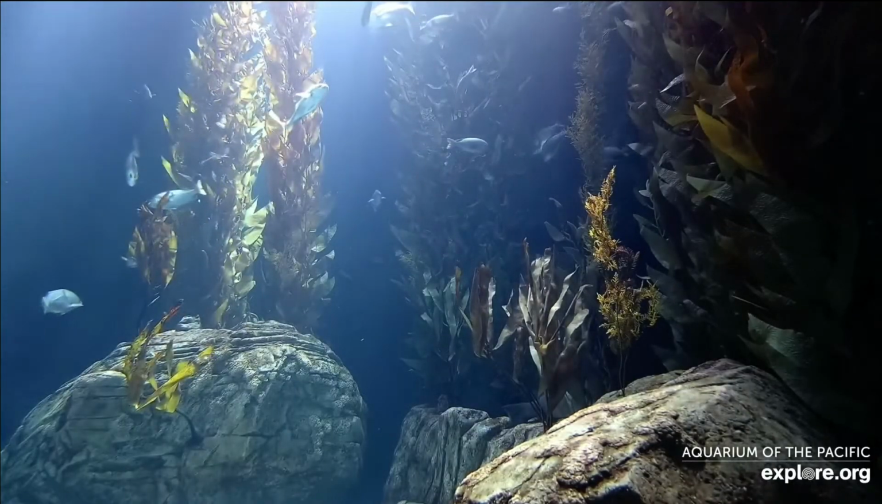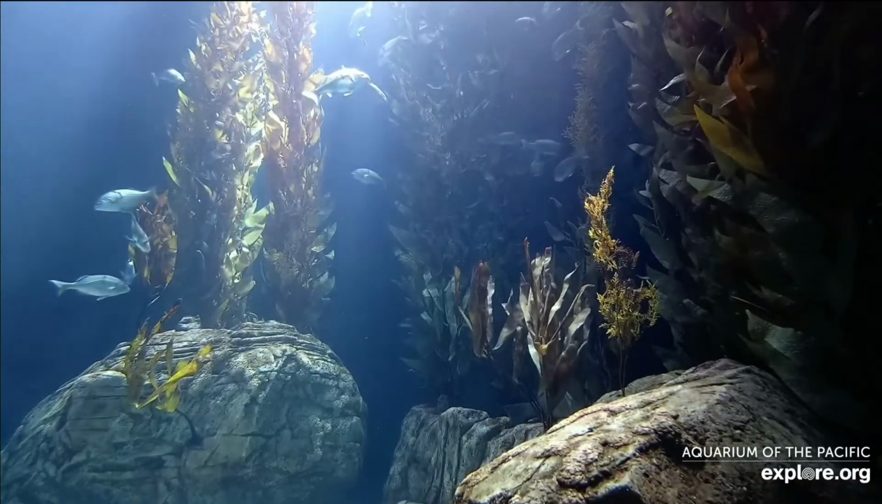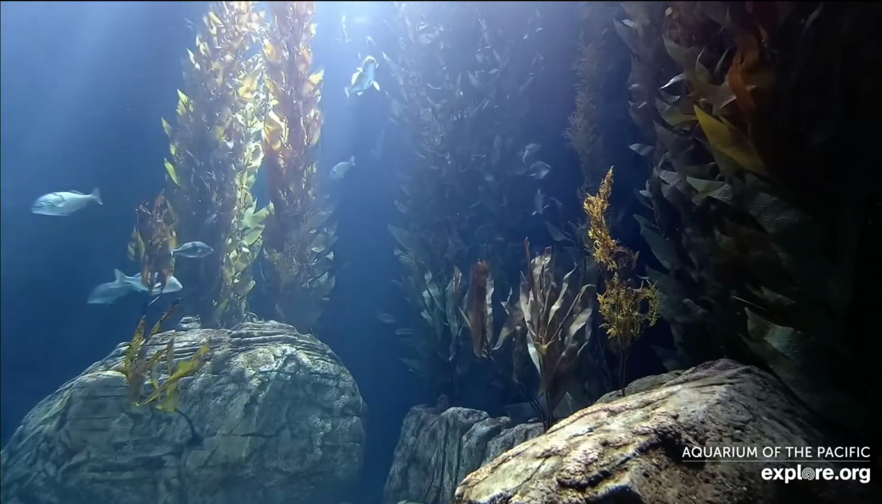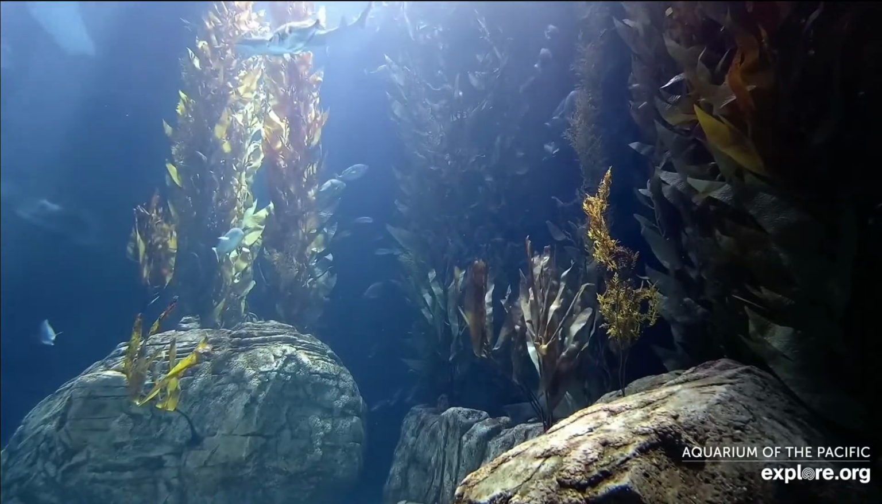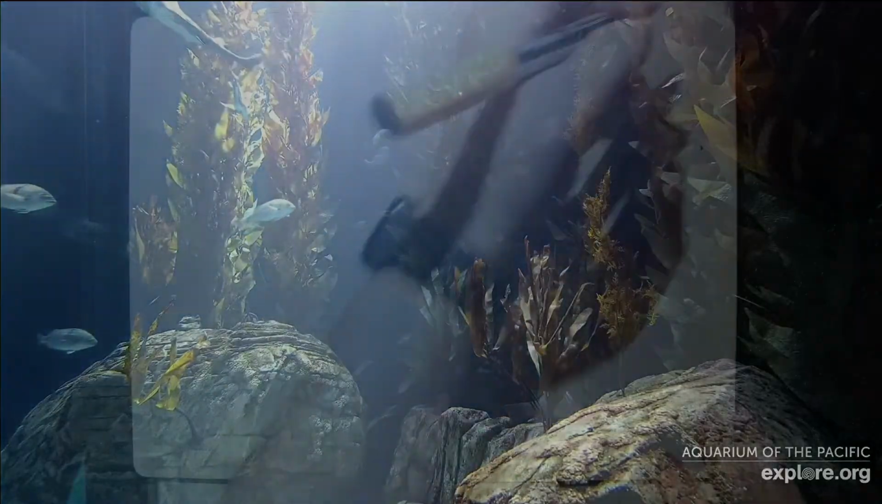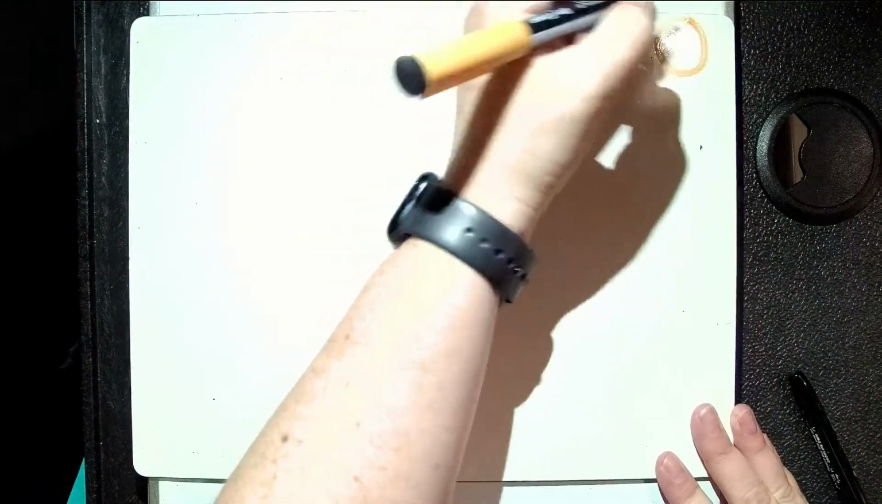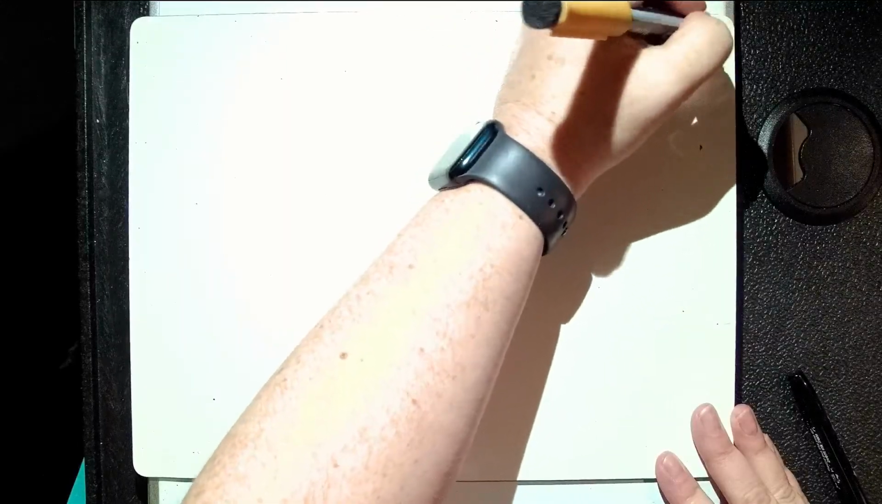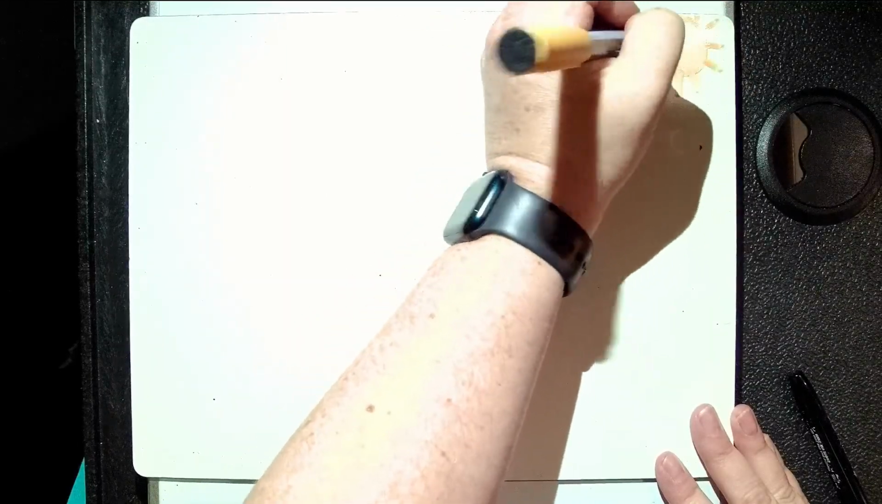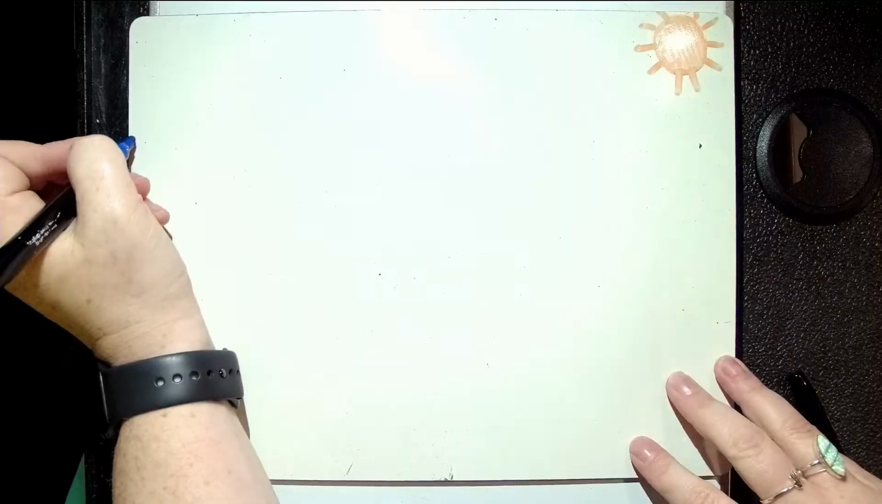So let's see. We talked about the sun first, right? So I'm going to grab my yellow marker. I'm going to grab an orangey color so it's easier for us to see. And I'm going to draw the sun up here. Big bright sun like we have out in the sky today in Southern California. And then, so we know that we're going underwater, I'm going to draw some waves up here.